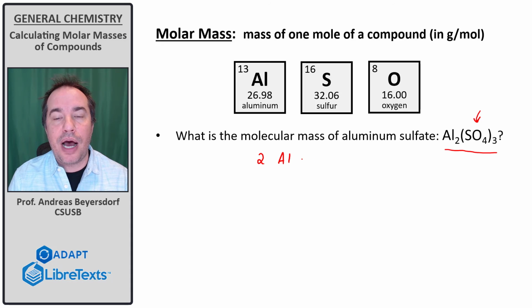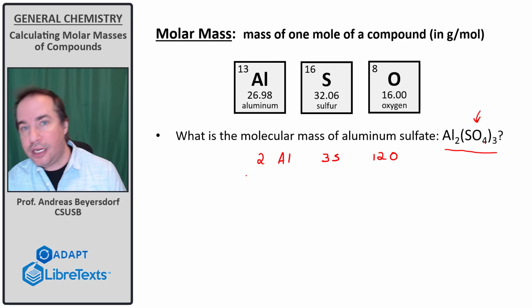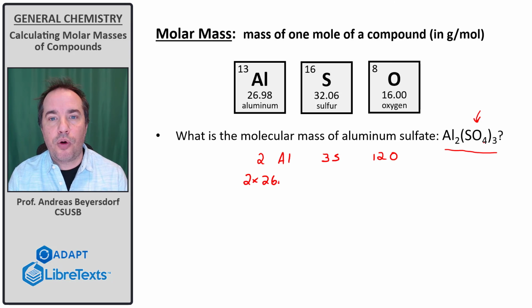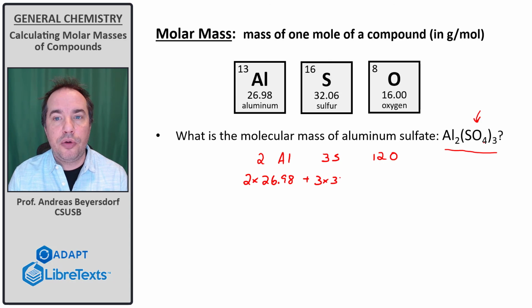times the atomic mass of my aluminum. I have 3 sulfurs, and I actually end up with 12 oxygens, right? Because I have 4 times 3. So I can take 2 times 26.98, that's for the aluminum, plus 3 times 32.06, that's for the sulfur, and then 12 times the 16.00 for the oxygen. And so when I do this, I get 342.14 grams per mole.